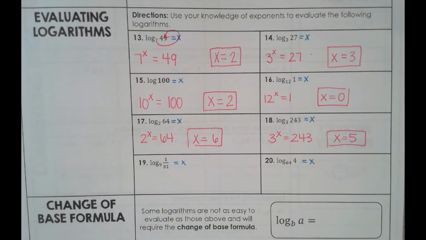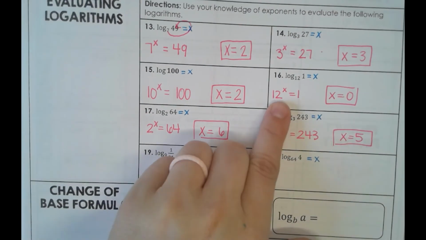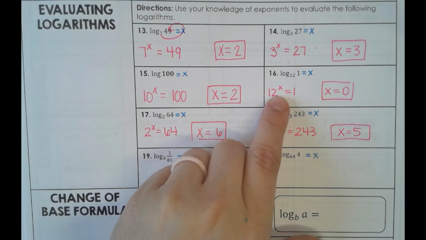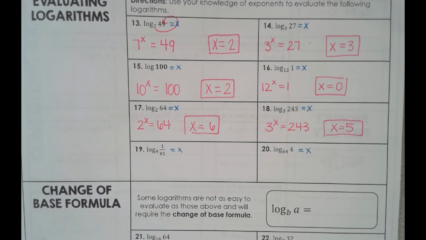All right, so number 16, you should get 0. Remember, anything to the 0 power is 1. So 12 to the 0 power is 1. All right, 17. 2 to the x is 64. Well, you may need to test it out on your calculator, but it's 2 to the 6th power equals 64. And then 3 to the 5th power equals 243. So on number 18, x equals 5.